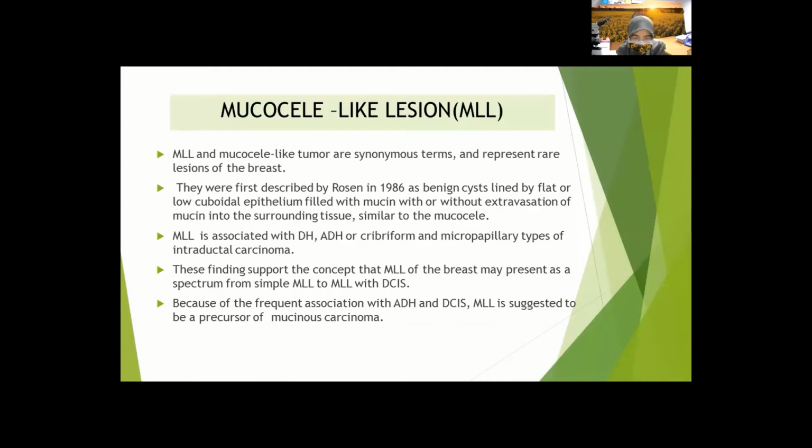And this lesion is also associated with ductal hyperplasia, atypical ductal hyperplasia, or cribriform and micropapillary types of intraductal carcinoma. So these findings support the concept that the mucocele-like lesion of the breast may present as a spectrum from simple mucocele-like lesion to mucocele-like lesion with DCIS. Because of the frequent association with atypical ductal hyperplasia and ductal carcinoma in situ, this type of lesion is suggested to be a precursor of mucinous carcinoma as well.